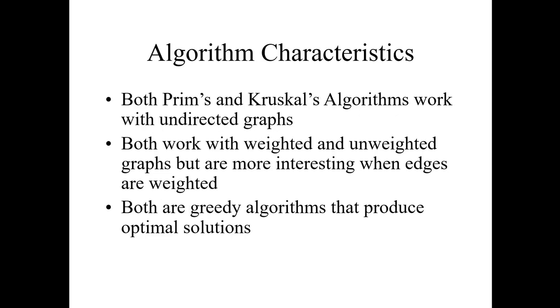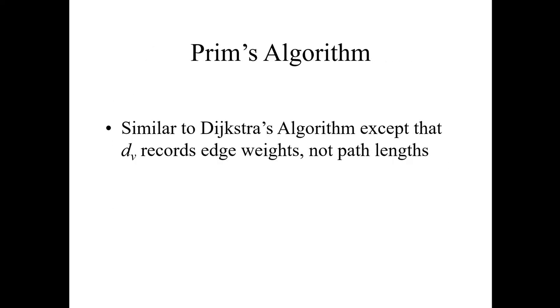Algorithm characteristics: both Prim's and Kruskal's algorithms work with undirected graphs. Both work with weighted and unweighted graphs, but this is more interesting when the edges are weighted. In the case of genome sequencing, the edges are also weighted. Both are greedy algorithms that produce optimal solutions.